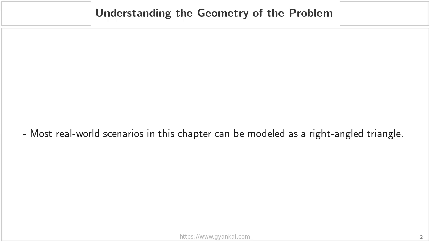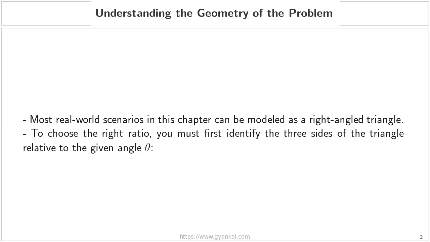Understanding the geometry of the problem. Now that we know our goal is to find an unknown length, let's look at how we actually set up these problems. Most real-world scenarios you'll encounter in this chapter, like measuring a building or a tree, can be modeled as a right-angled triangle. But before we can apply any formulas, we have to be very careful about how we label our triangle. To choose the right ratio, you must first identify the three sides of the triangle relative to the given angle, which we call theta.